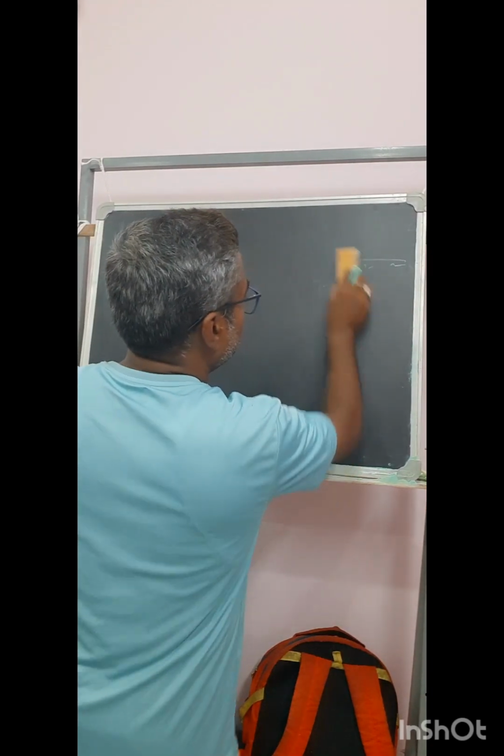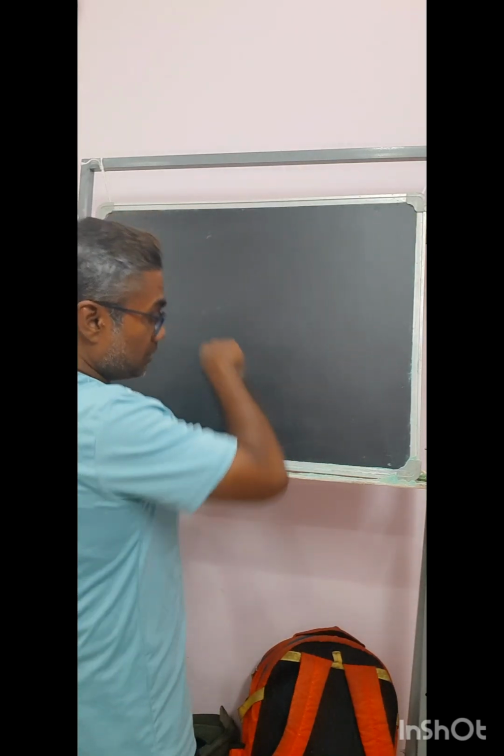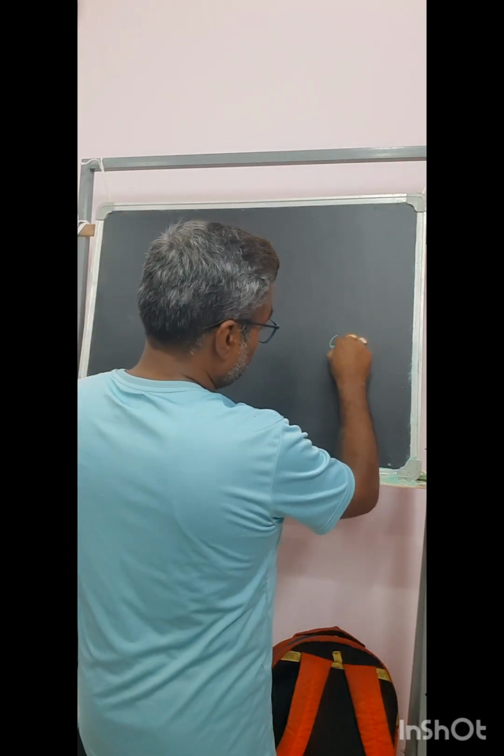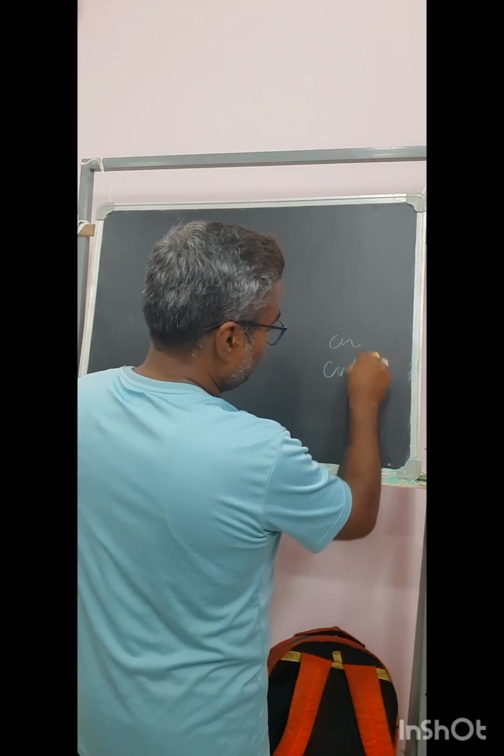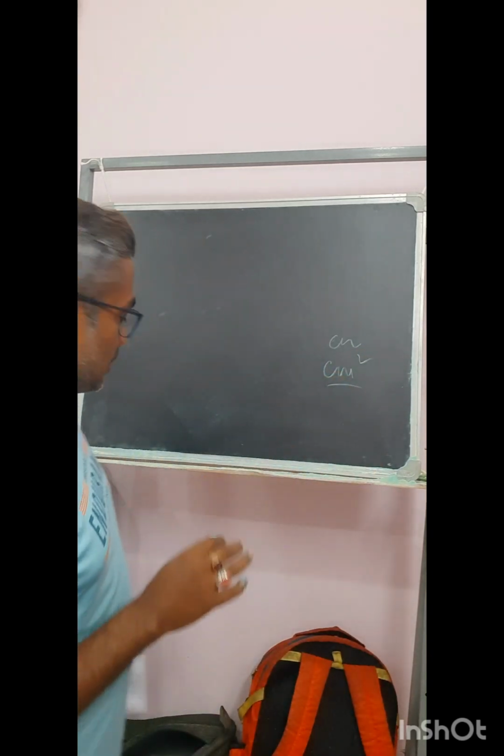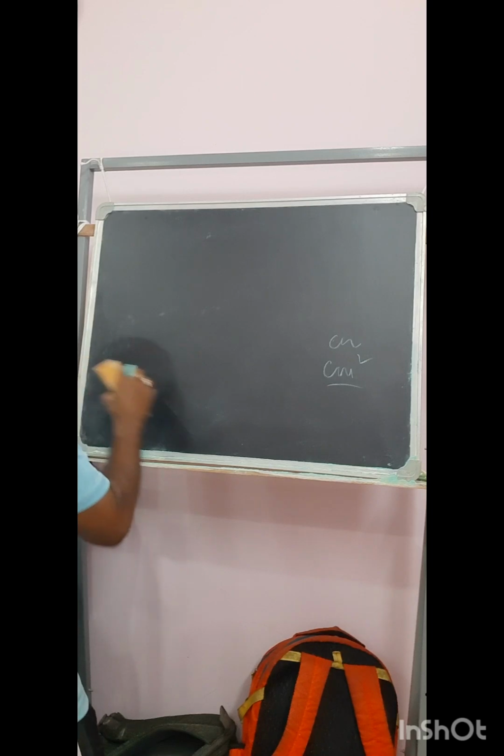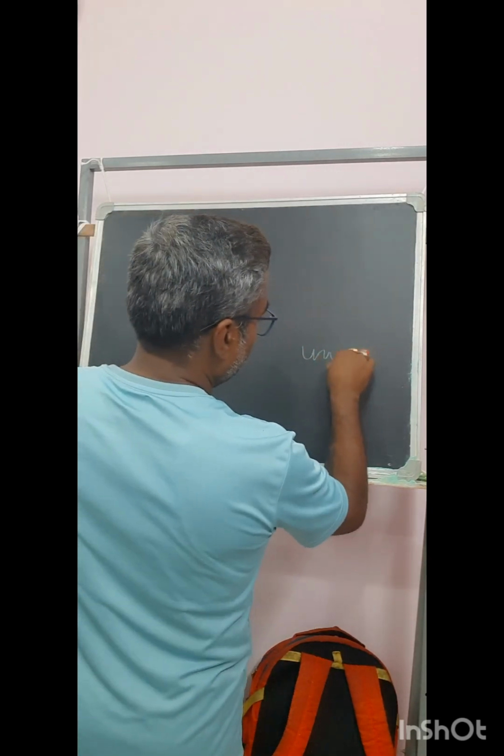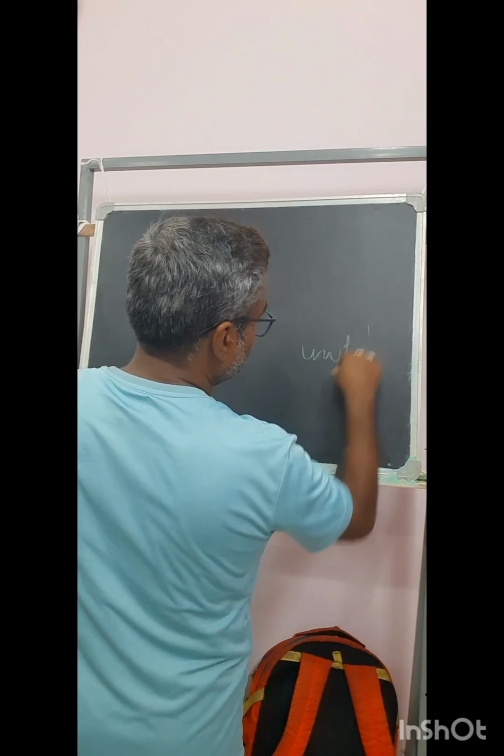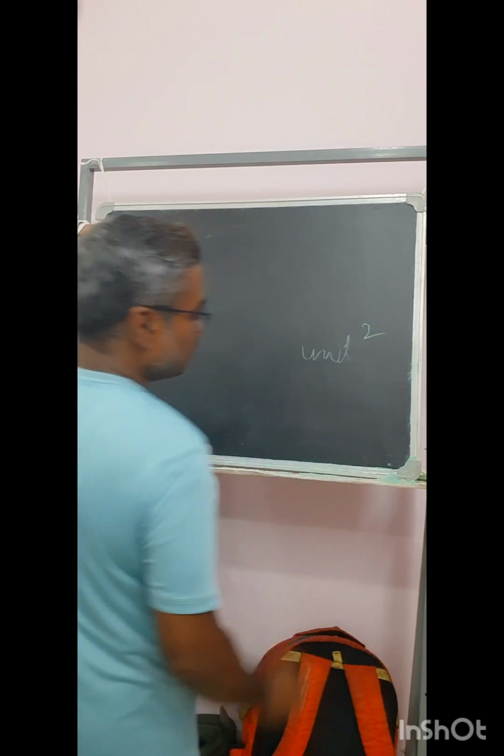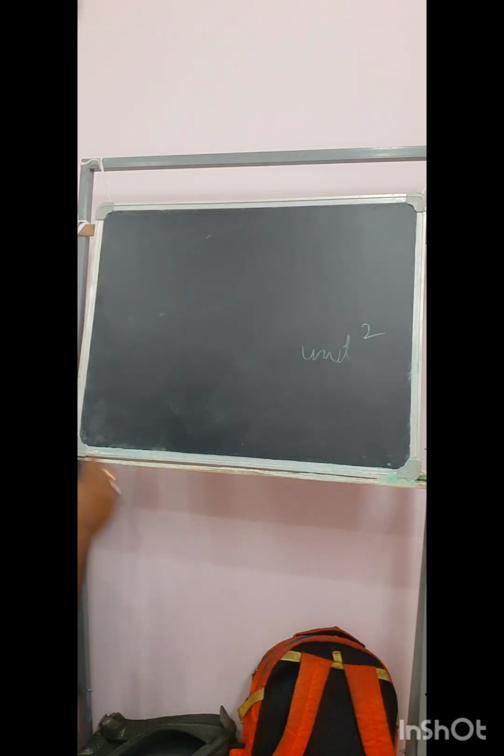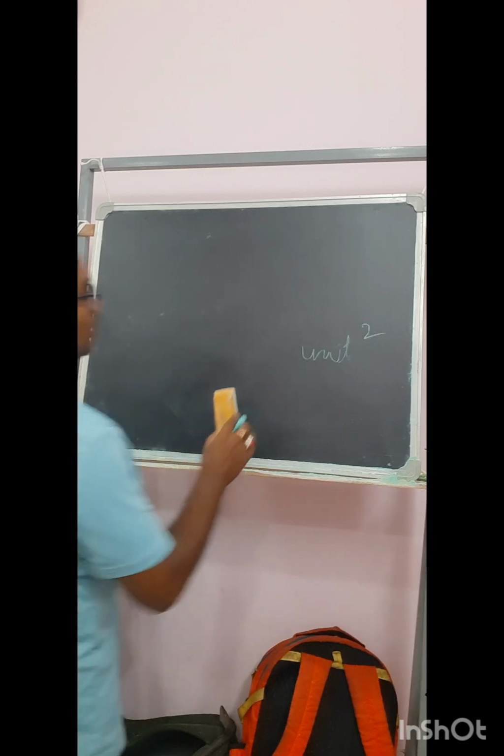Now the area formula you know, just don't forget to put the units, whatever units are given. If the length unit is given in centimeters, then your area should be in centimeters square. Don't forget to put it, otherwise your answer will be wrong. Or if nothing is given, you have to write unit square at the end of the calculation.